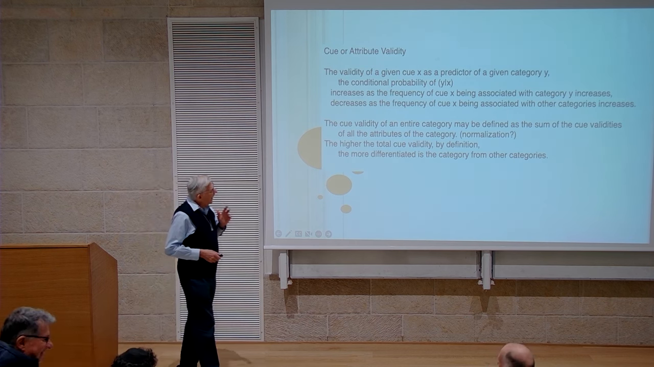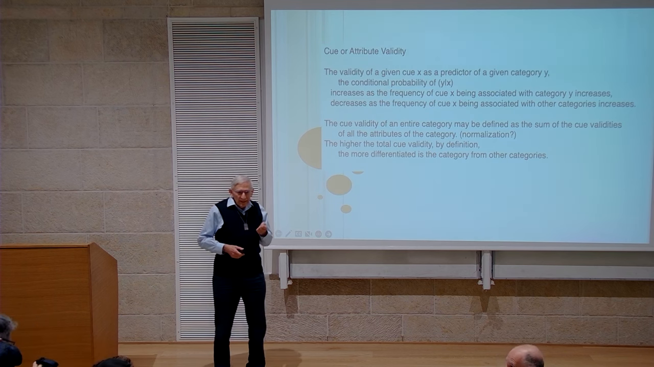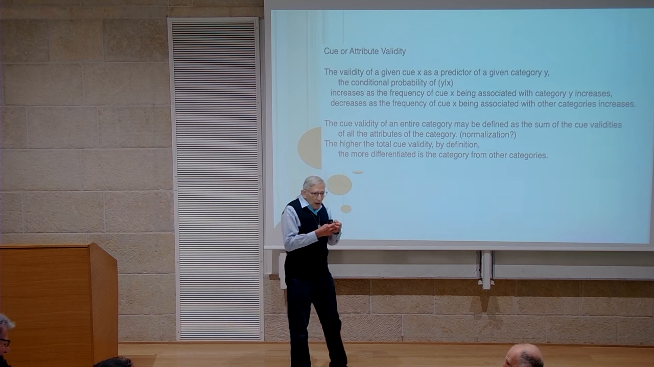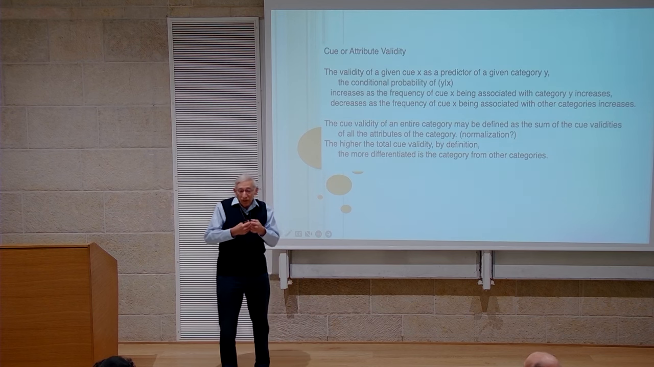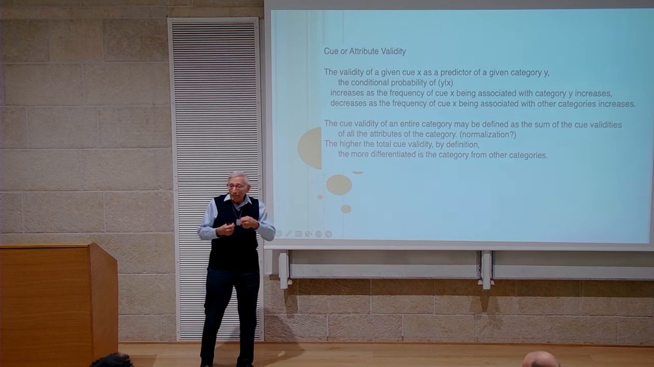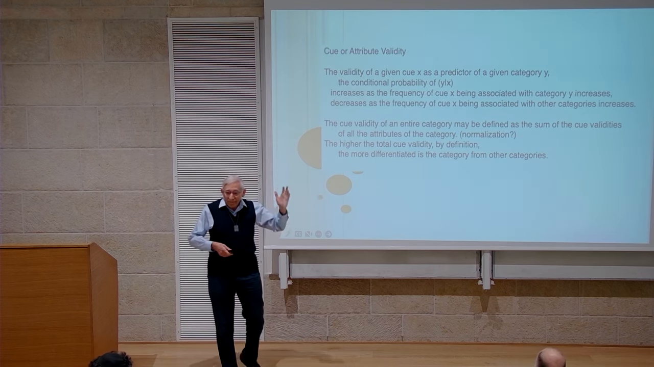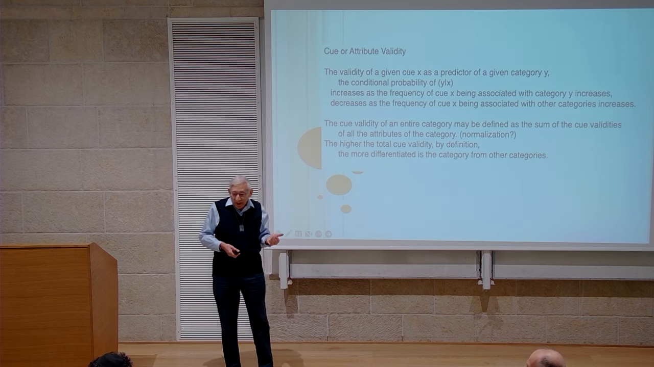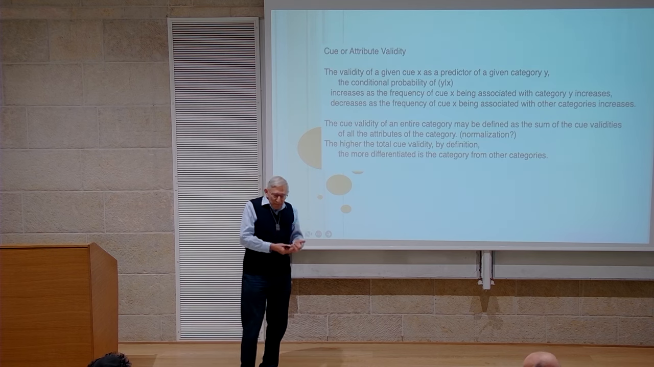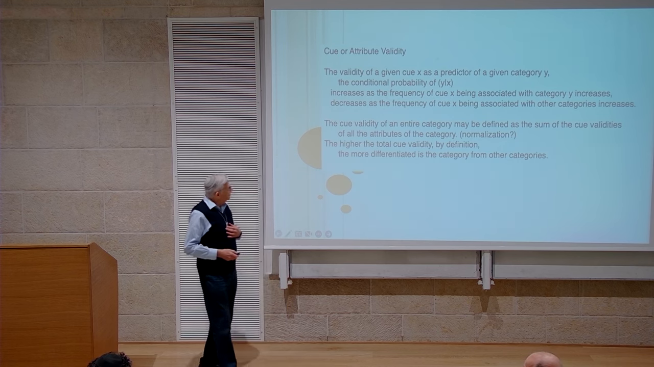Ignore it. Okay, the validity of a cue is how many other members of the category will have that cue, and to what extent, and how many members of other categories have that cue? So the more that other categories have that same size, for example, the less size will be an important category cue. The fewer members of the same category have that size, the worse is the category.